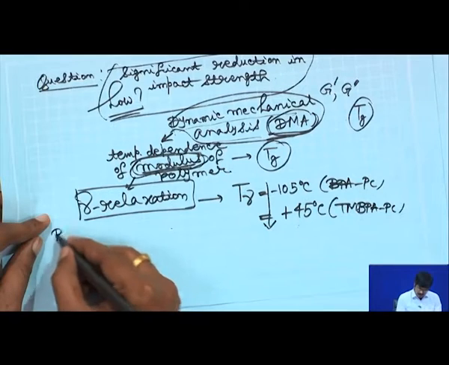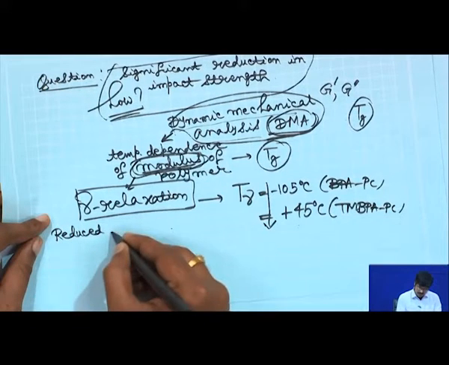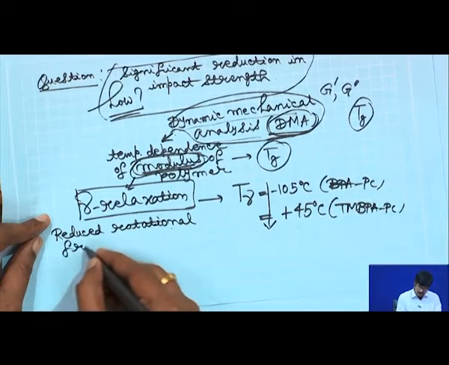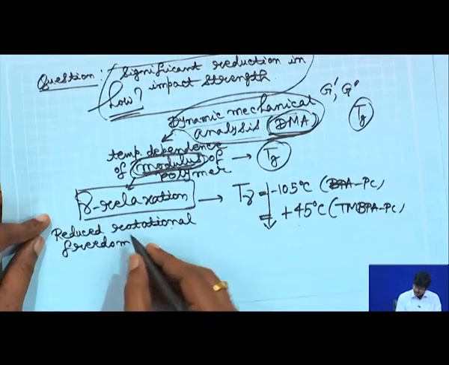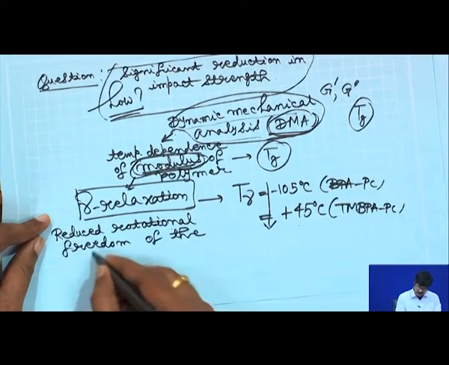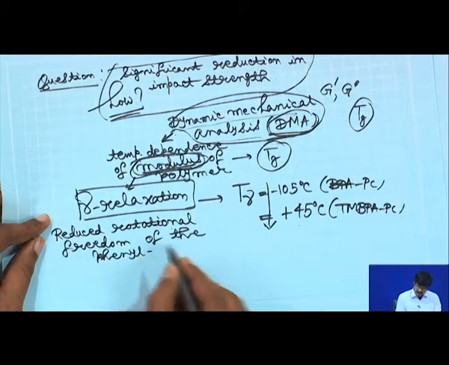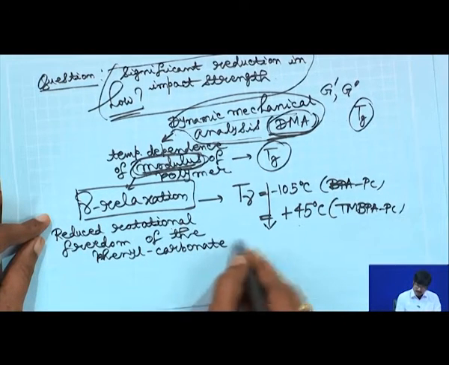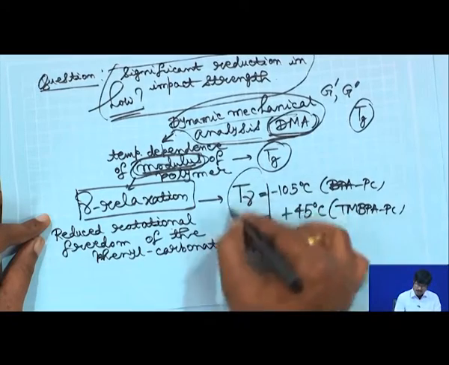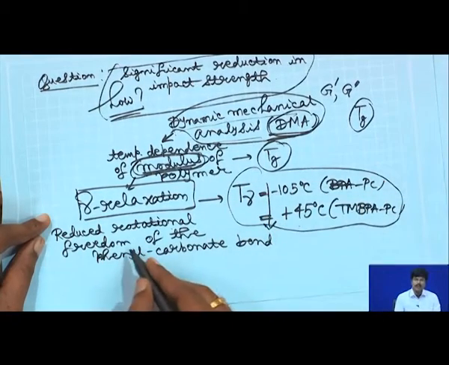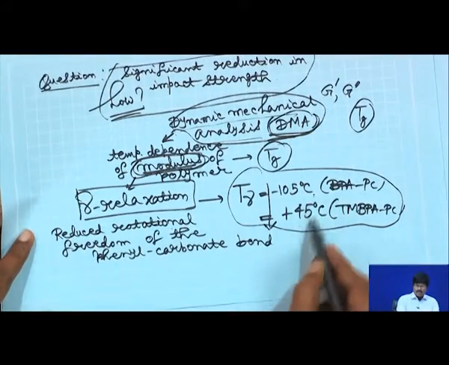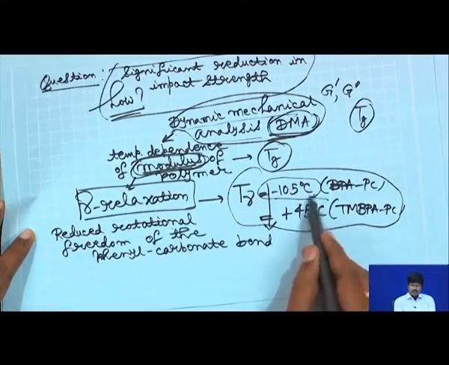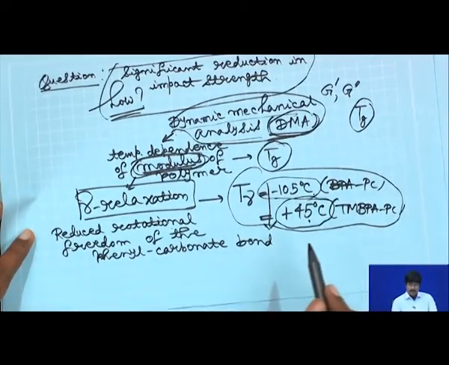So, the reduced rotational freedom of the phenyl carbonate bond is responsible for such a huge increase, because in order to effect that rotation you now have to go to a much higher temperature. Before, you could effect that rotation at minus 105 degrees; now you need to go to this much higher temperature.